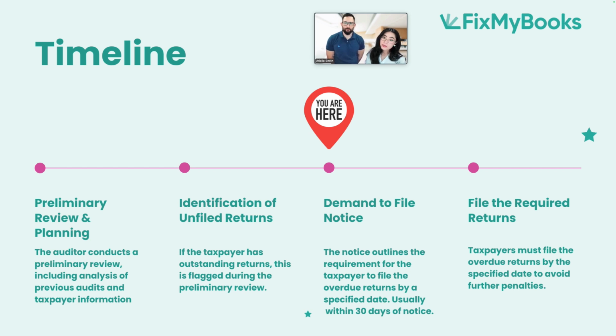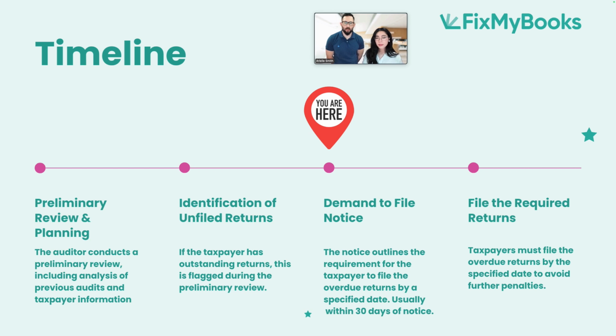Yeah, and the demand to file notice will actually say, we want you to file by this date. It's not like, oh, please file these whenever. No, you're getting it because now they're quite serious that you need to sort your stuff out. And usually this is within 30 days of you receiving the notice. So for example, if you receive the notice on June 1, they want you to file your tax returns by June 30, something like that.